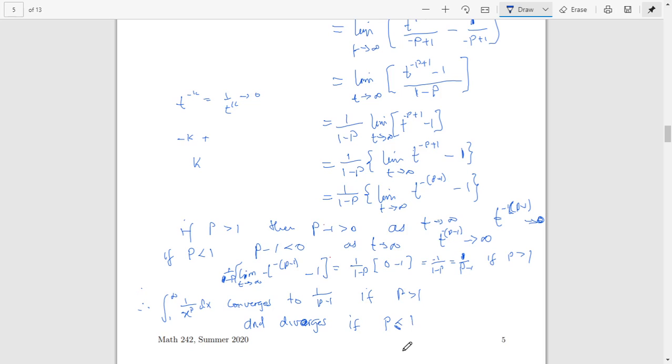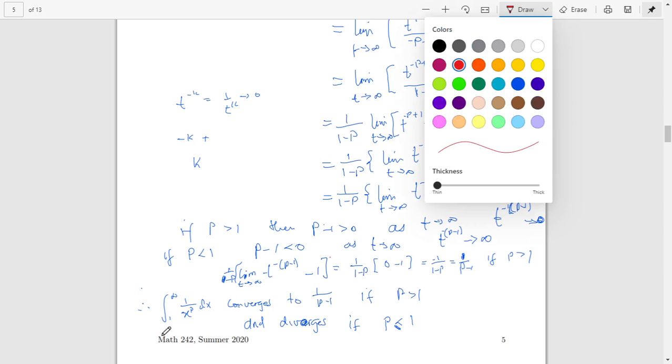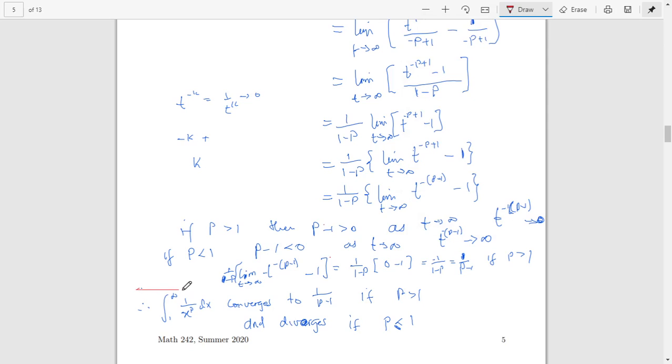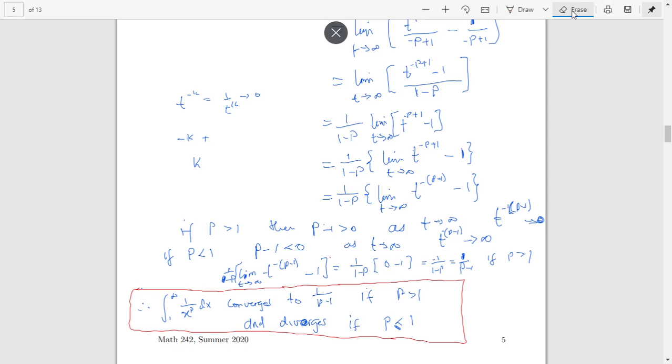This information here is really very important: the integral of this exists only when p is bigger than 1. If p is less than or equal to 1, the integral does not converge. I think I took more time here than I wanted, but it's okay. I hope what I said here is clear enough.